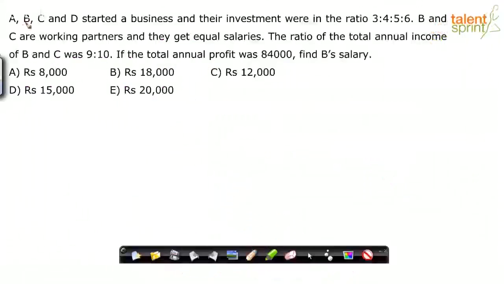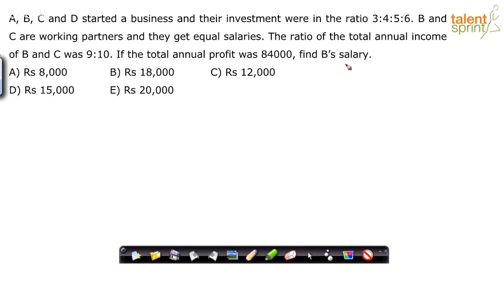Option C. A, B, C and D started a business and their investments were in the ratio 3:4:5:6. B and C are working partners and they get equal salaries. The ratio of total annual income of B and C was 9:10. If the total annual profit was 84,000, find B's salary.